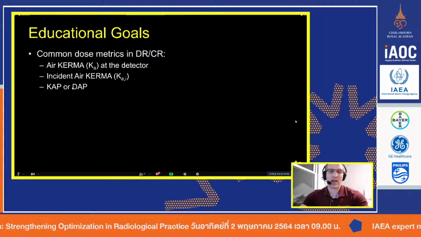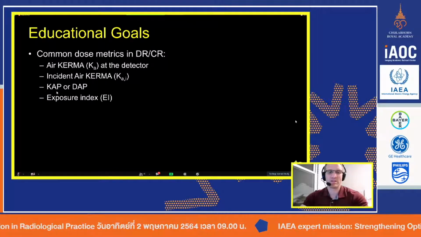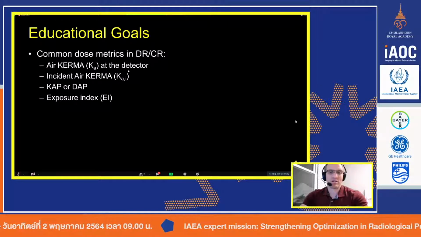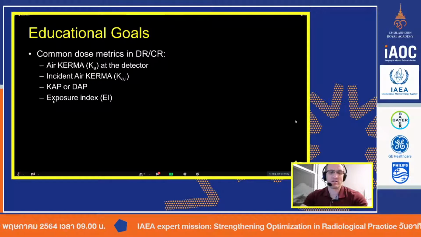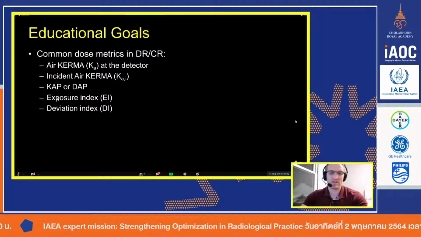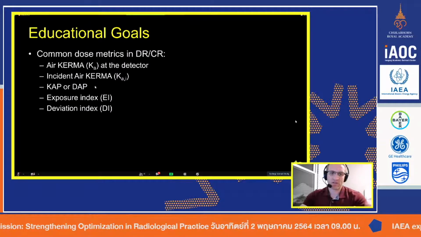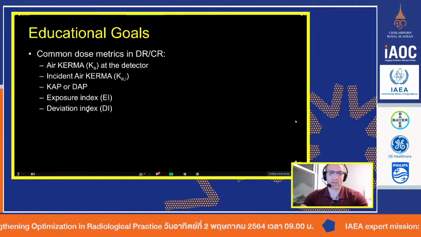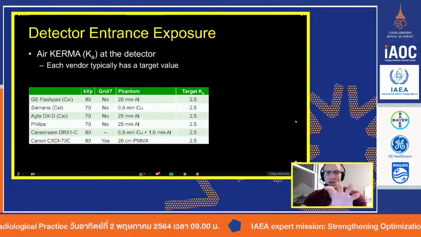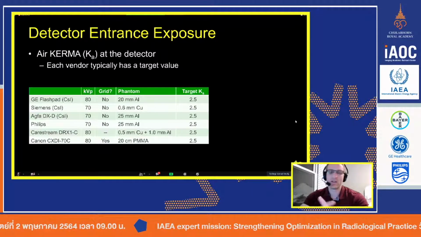There's CAP or DAP. We've talked about this. This is very much the same concept as is in fluoroscopy. And then unique to DR and CR are the terms exposure index, or EI, and deviation index, or DI. And so now we're just going to go through these 5, and we're going to talk about how to set them up on your scanner and make some measurements and how to make sure everything is correct.